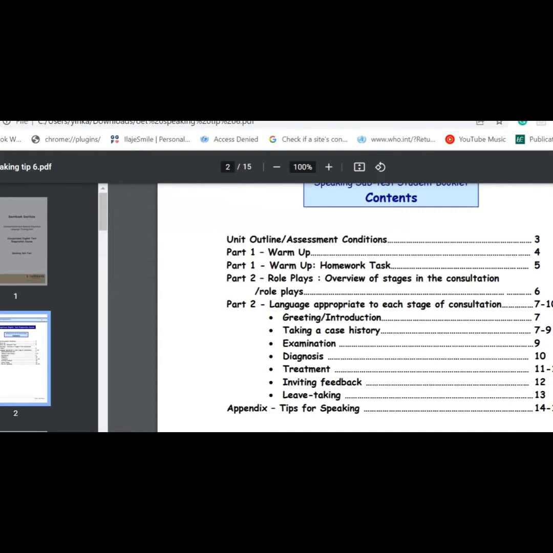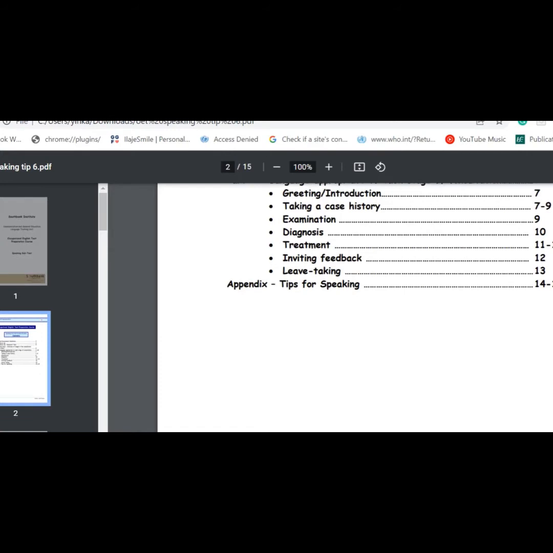We're going to go through an overview of the stages in the consultations. We're going to be talking about the language appropriate to each stage of consultation. Remember, if you listened to the previous class, the appropriateness of language is part of the criteria that you will be scored with. Then the different stages of the consultation: greeting, how you introduce yourself, taking a case history, examination, diagnosis, treatment, invitation, and feedback, and of course, leave taking, when you want to exit and leave the patient.